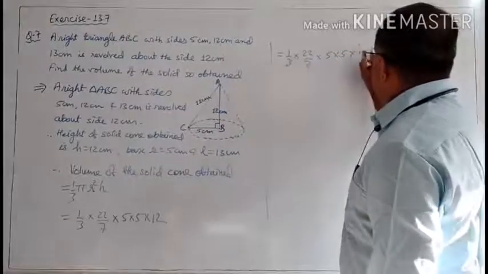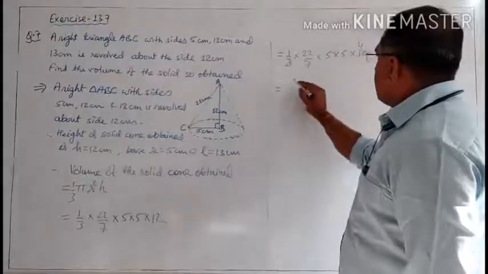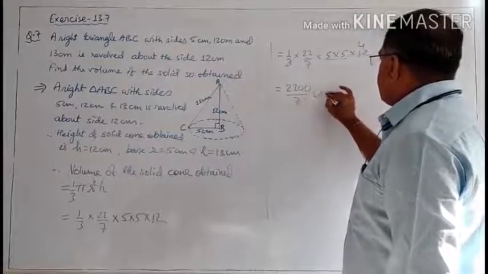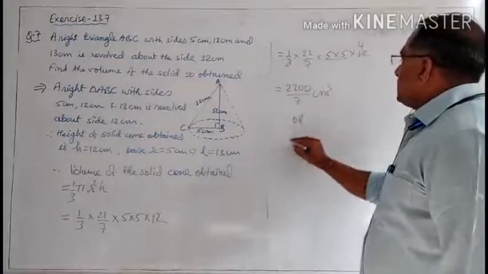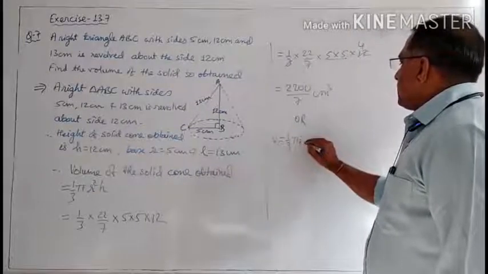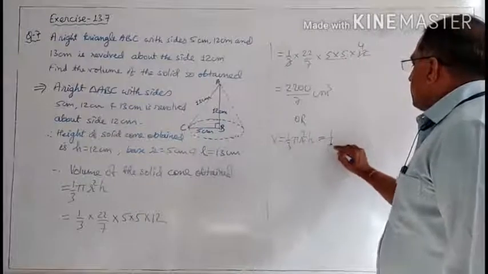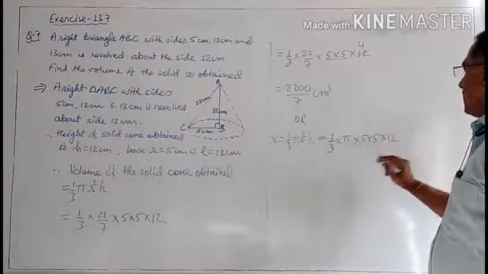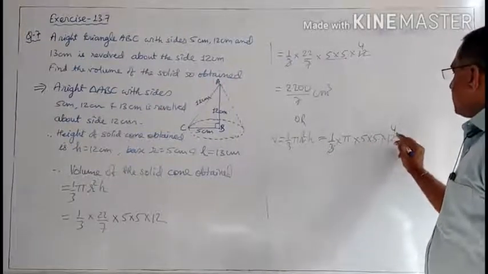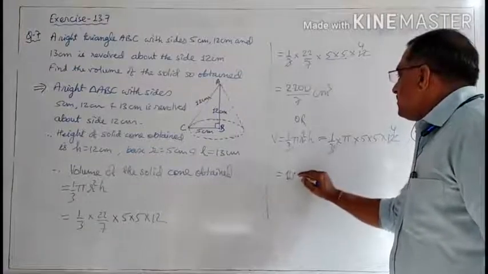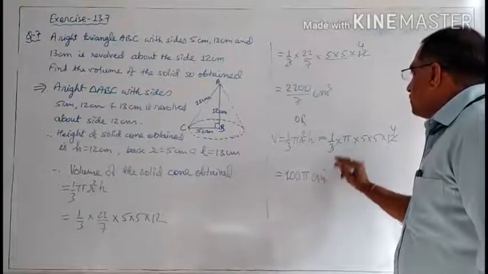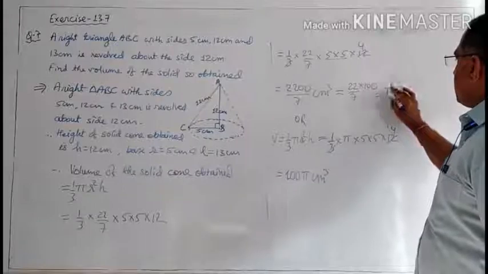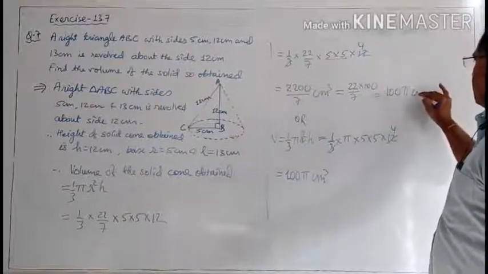Cut the common ones, 3 4s are 12. So here we will get 22 into 4s are 12, 25 4s are 100 into 22, that is divided by 7 centimeter cube. Or you can say sometimes it is 1 by 3 pi r square h. So here pi is kept as it is and radius is 5 into 5 multiplied by height 12. 3 4s are 12. So here it is 25 4s are 100, and that is equal to 100 pi centimeter cube. You can see here it is 22 by 7 multiplied by 100, that is 100 pi centimeter cube.